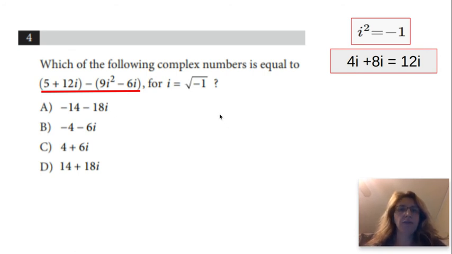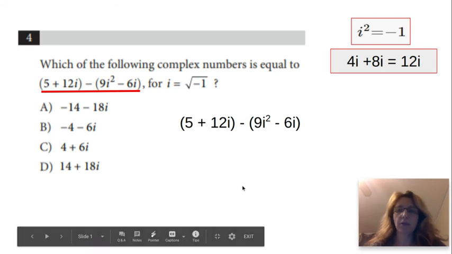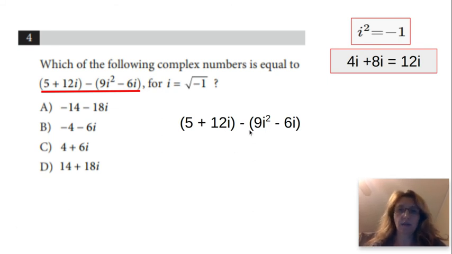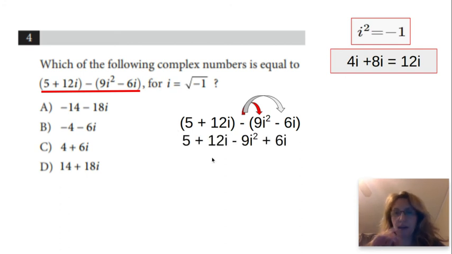So I'm going to rewrite the expression and start simplifying it, because that's what the question is actually asking us to do. Pay attention to the negative sign in front of the second parenthesis. That negative sign has to be distributed. The first parenthesis is positive, so I'm just going to take it out of there. So that's what I end up with.